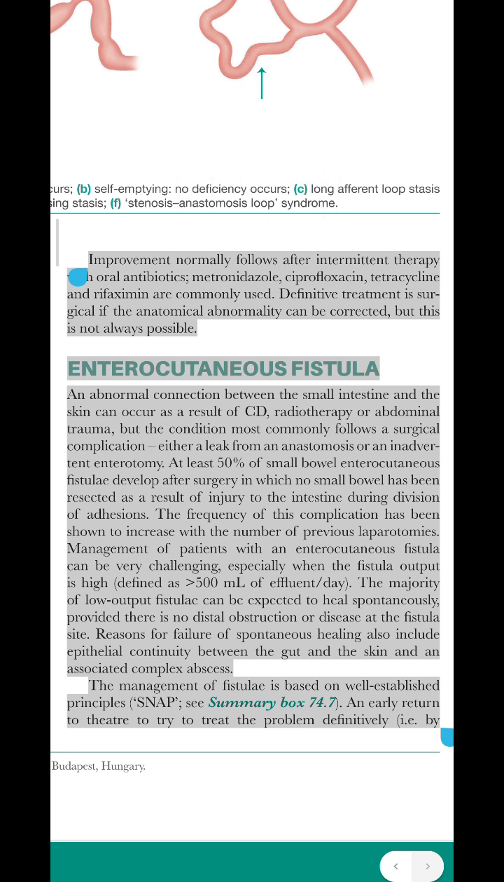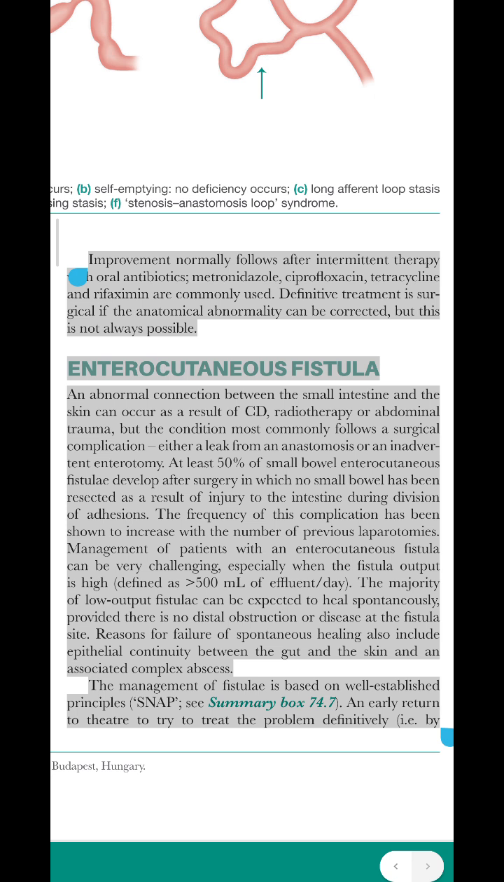Improvement normally follows after intermittent therapy with oral antibiotics. Metronidazole, ciprofloxacin, tetracycline and rifaximin are commonly used. Definitive treatment is surgical if the anatomical abnormality can be corrected, but this is not always possible.